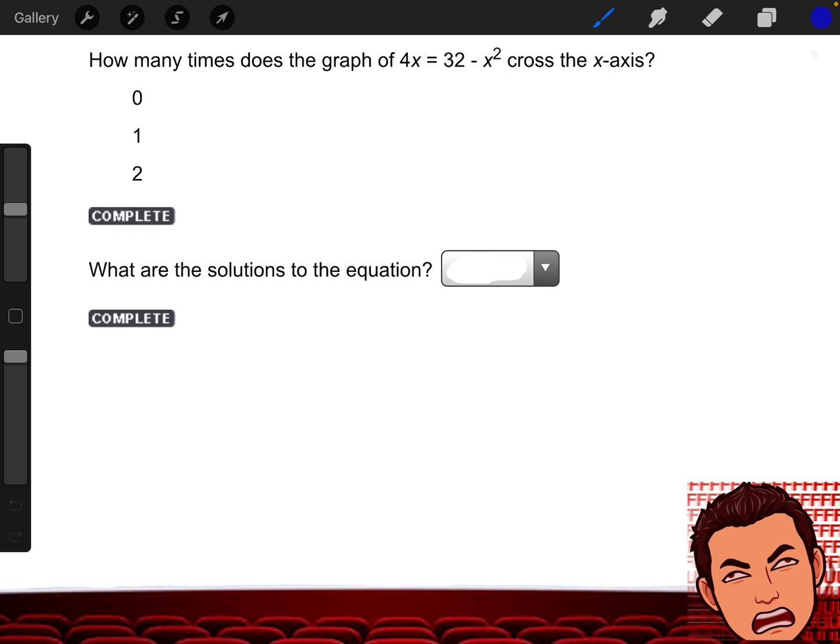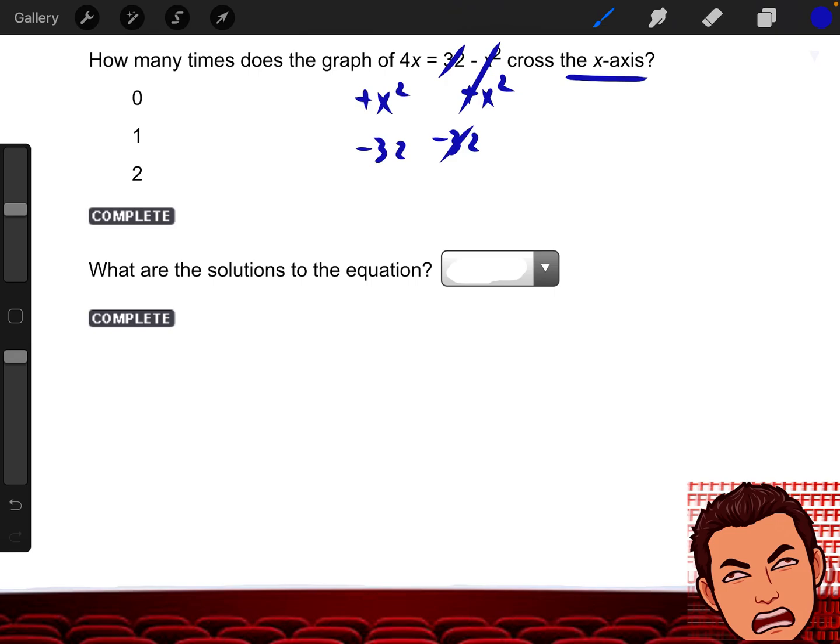Okay, so go ahead and figure out how many times the graph crosses the x-axis. What you need to do is just go ahead and solve for x. That's going to be your x-intercept. So set one side equal to 0. All I want to do is add x squared on both sides, that cancels out the negative x squared. I'm going to subtract 32 on both sides. Okay, that cancels out the positive 32.